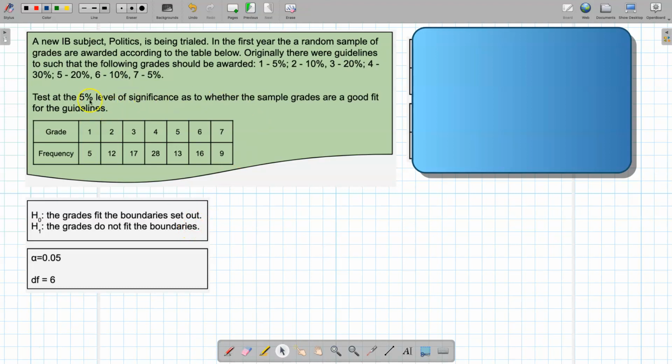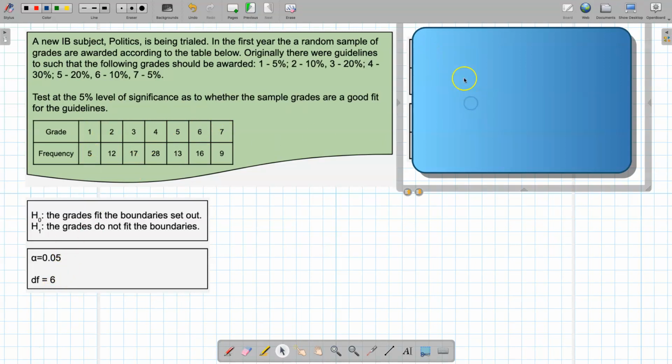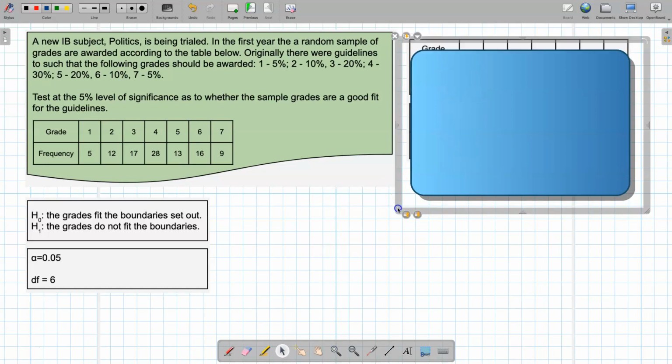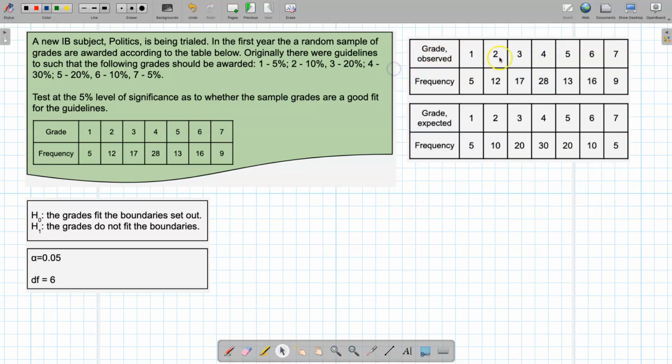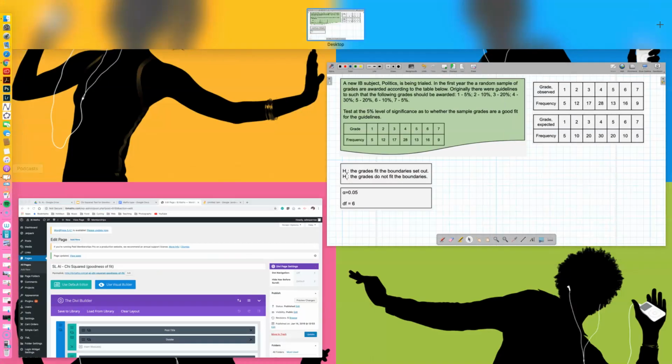Now I've got a 5% level of significance, and my degrees of freedom, I have 7 categories, so 7 take away 1, 6. I then set out my 2 tables here with my observed, which is just a copy of this one, and my expected, which were given here. So once I've done that, I'm going to go ahead and grab a calculator.